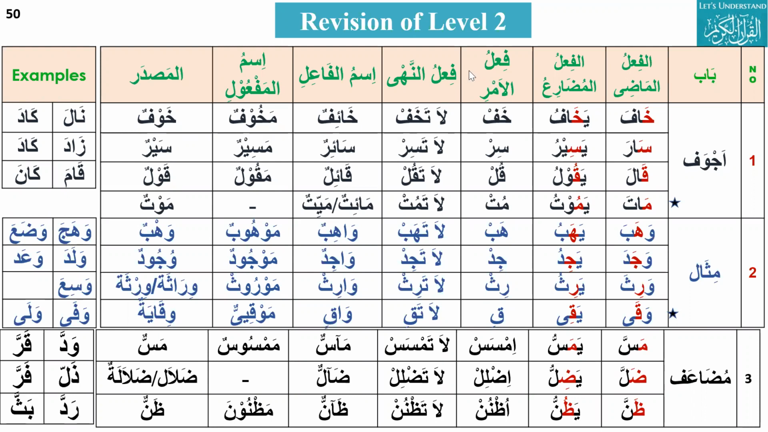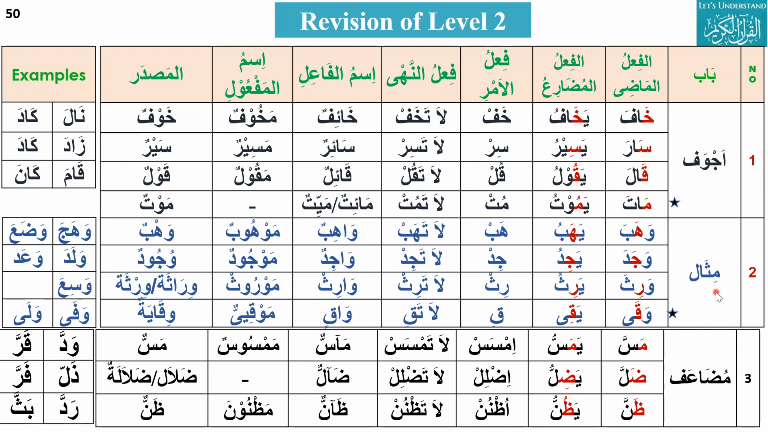Level 2, Bab Ajwaf. Ajwaf means middle. The first case is Khafa Yakhafu, he feared. The pattern is Fatha Fatha. Alif remains Alif. Sara Yasiru, he traveled: Alif changed to Ya. Kala Yakulu, he said: Alif changed to Waw. Why do we say Bab Ajwaf? Ajwaf means middle, and what is the middle here? The middle is Alif. So in all cases Alif is in the middle.